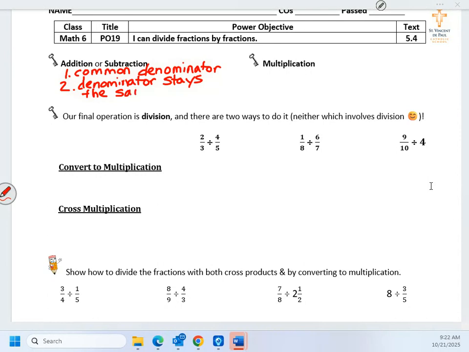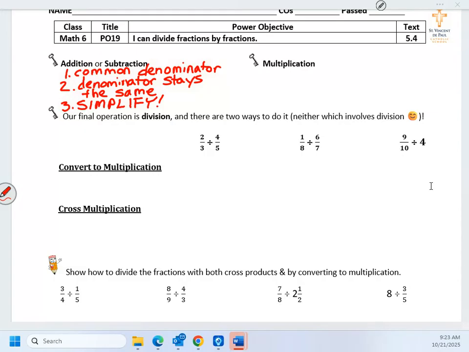And what is our third step always with fractions? Thank you, simplify. If you do not simplify on the test, it will be wrong. So make sure you simplify.